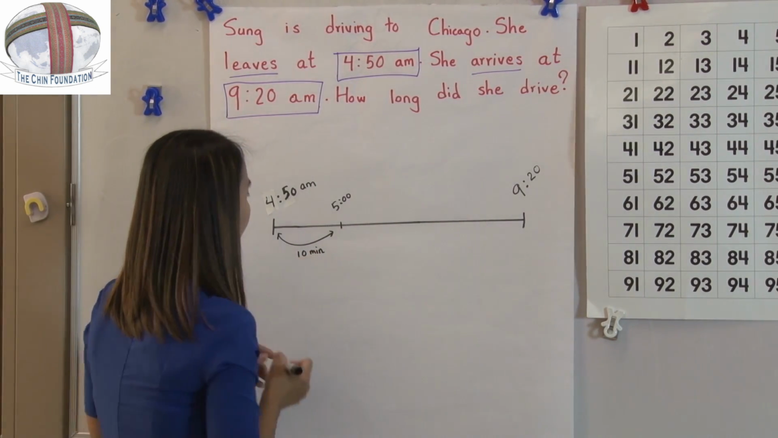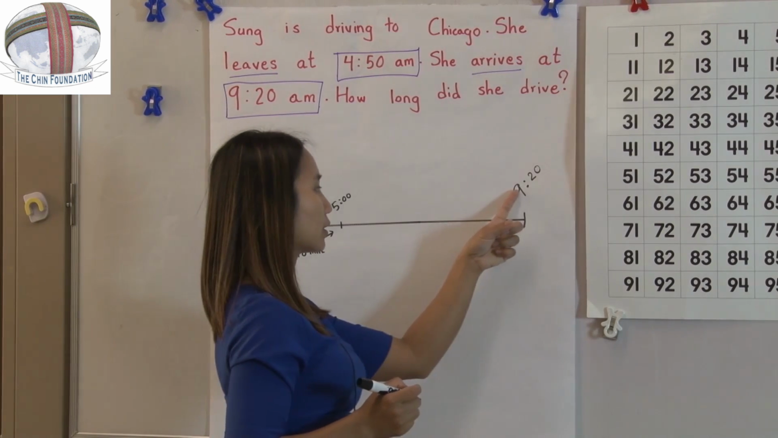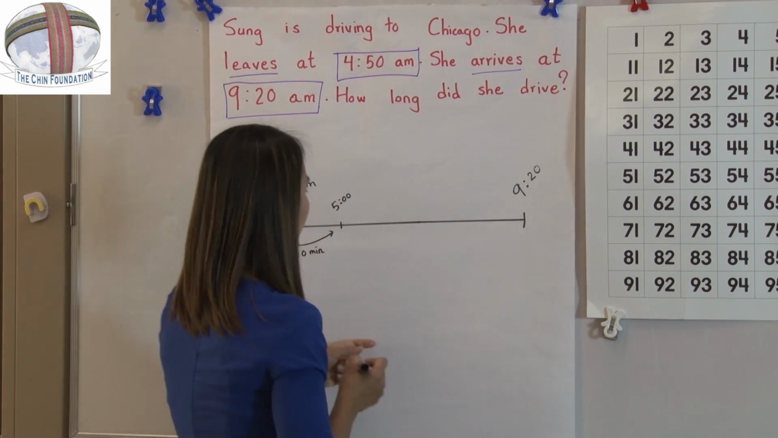10 minutes, okay? So I need to round up to the closest hour to 9:20.